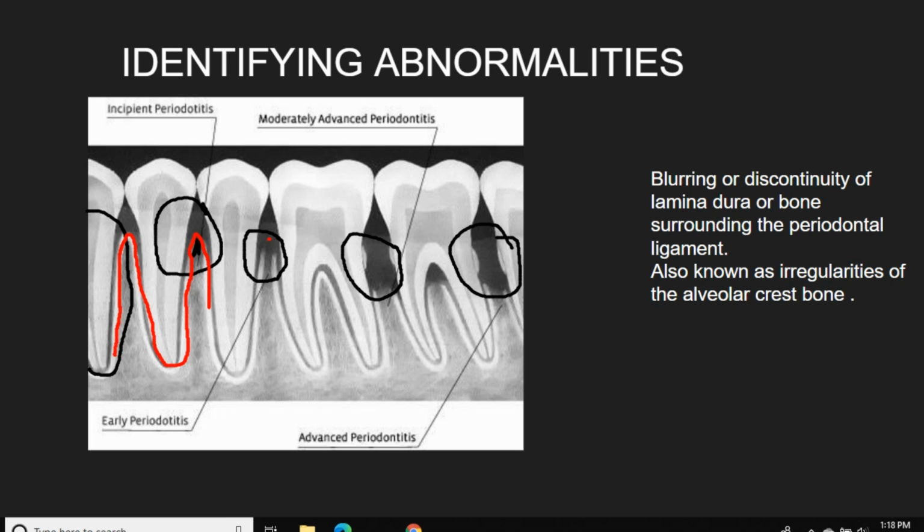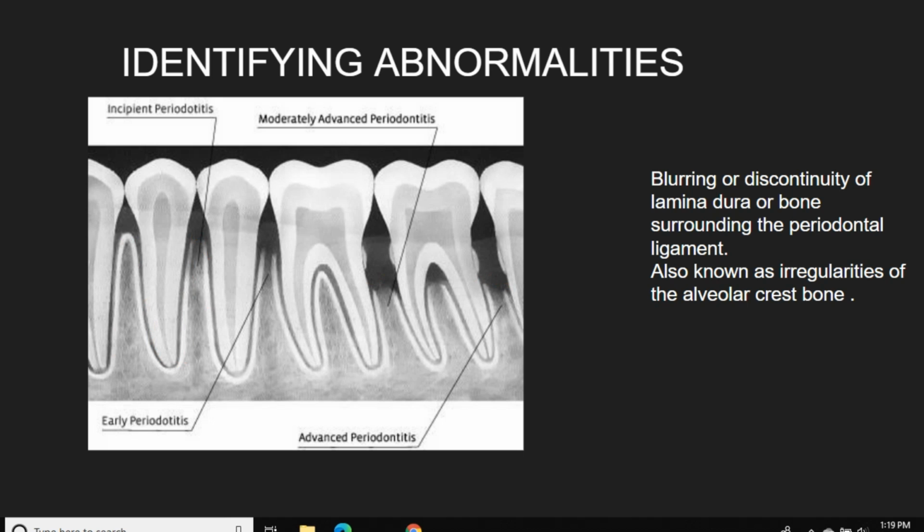You can see there's a clear break in that lamina dura. That's what tells us this is periodontal disease, or one of the indicators that this is periodontal disease. Right here, again, that lamina dura is broken, and here, that lamina dura is completely broken, almost to the point where you could say it's about to be non-existent. While the periodontal ligaments are normal anatomy, any break in that structure, any irregularity in that structure is an indicator of periodontal disease.